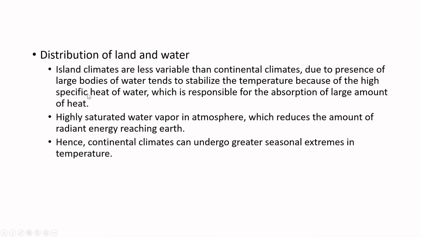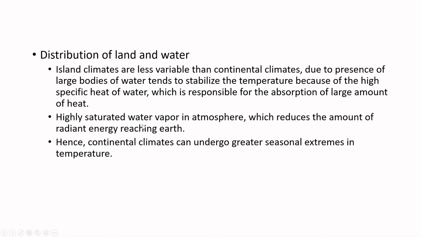So it means that the island surrounded by the water can absorb a lot of heat. So it prevents the island from heating up too fast or cooling down too fast. As a result, this island climate tends to have less variation, meaning the climate tends to be more stabilized compared to continental climate.